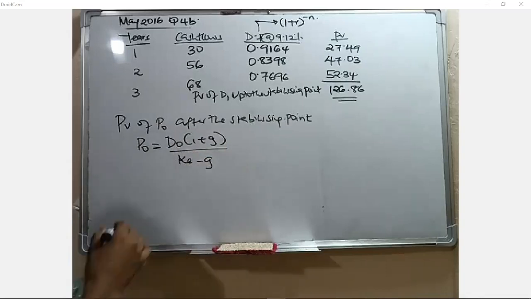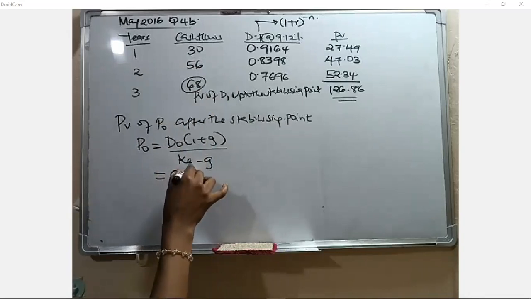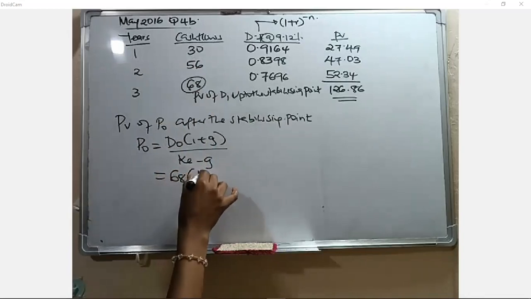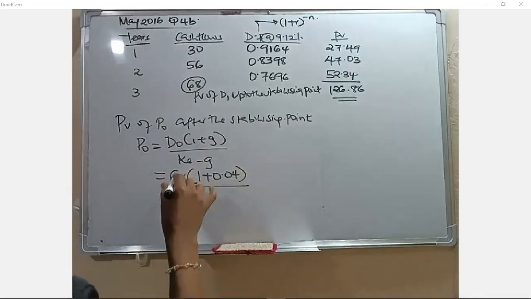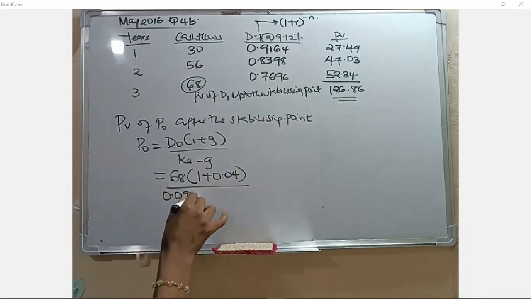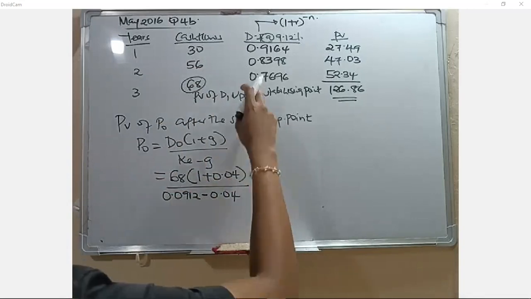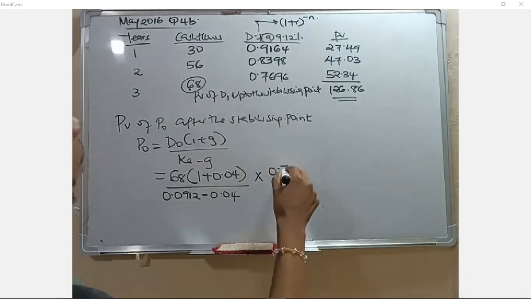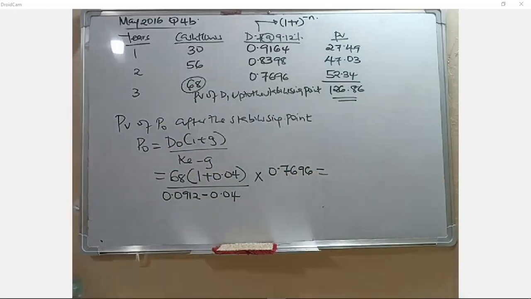Our growth rate. Our D0 now is your current cash flow, which is 68, times 1 plus our growth rate, which is now translating to 0.04. You divide by the cost of equity, which is 0.0912 minus 0.04, right? Then we multiply. How much are we discounting with it? 0.7696, right? You remember that is the thing that we were doing yesterday. That is how you discount it.